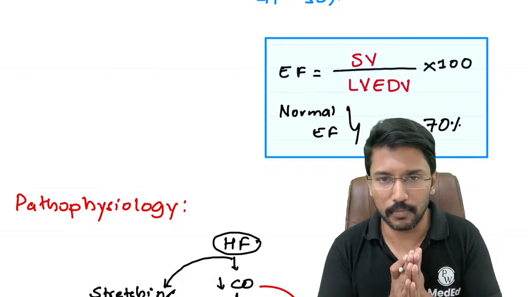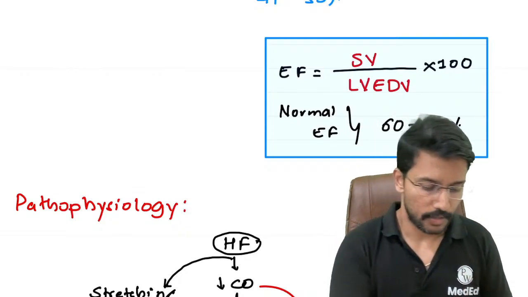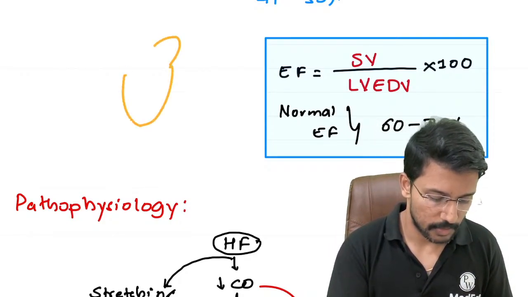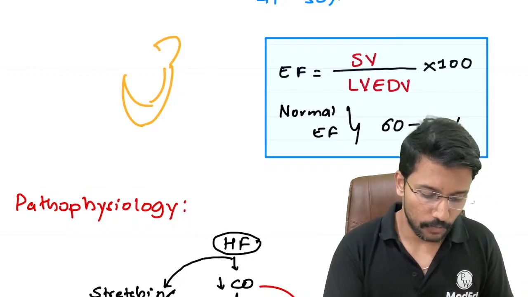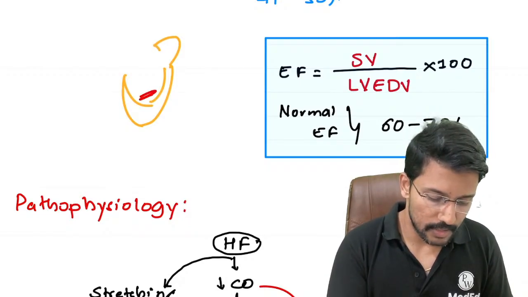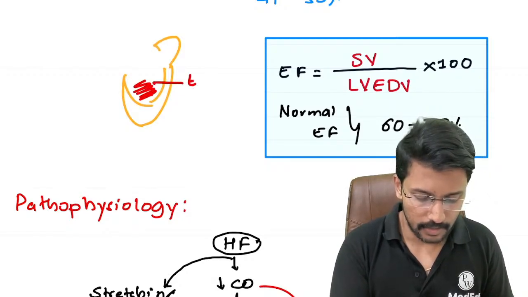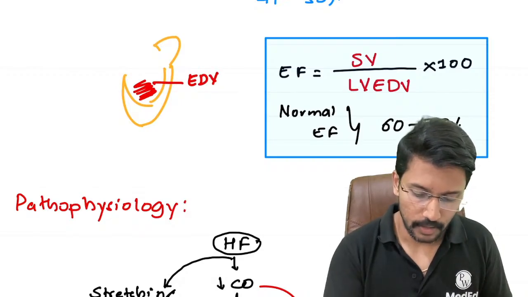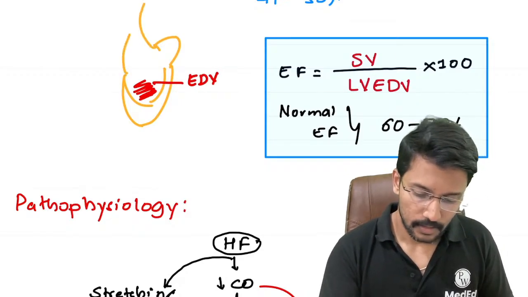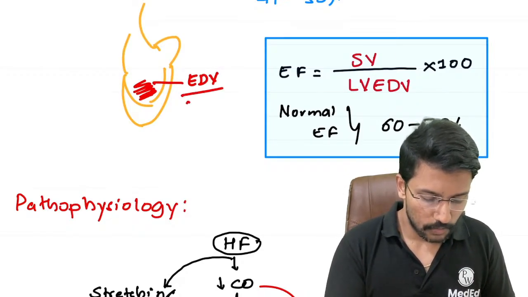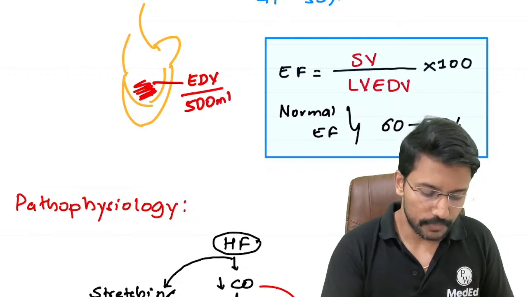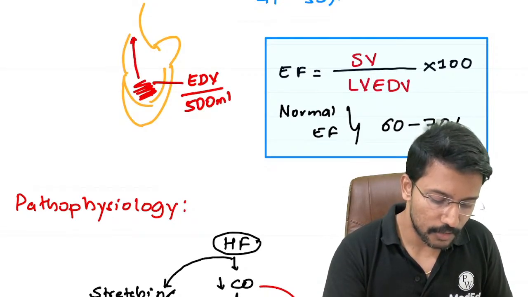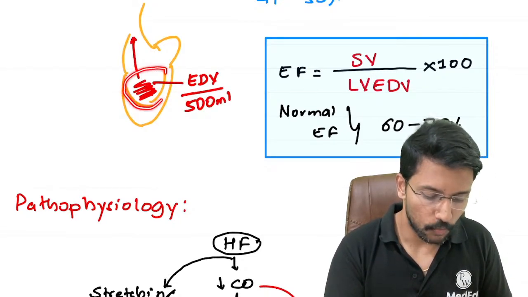So basically what does that mean? At the end of diastole, if this is my left atrium and this is my left ventricle, how much blood is there in the ventricle at the end of diastole? That is the end diastolic volume, right? Out of this blood, let me say this end diastolic volume is 500 ml. Out of this, how much of it gets ejected into the aorta in one contraction?